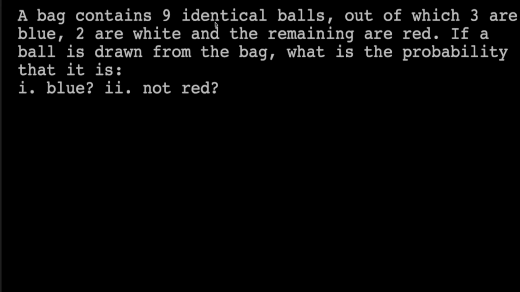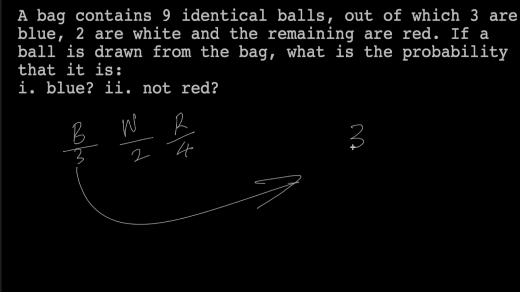A bag contains 9 identical balls, out of which 3 are blue, 2 are white, and the remaining are red. If a ball is drawn from the bag, what is the probability that it is blue? 9 altogether. 3 are blue, white 2, red 4. What is the probability that it is going to be blue? Remember what I said? Every guy here will go and what? Do the fight. So it's going to be 3 over everything, which is 9. This gives us 1 over 3.